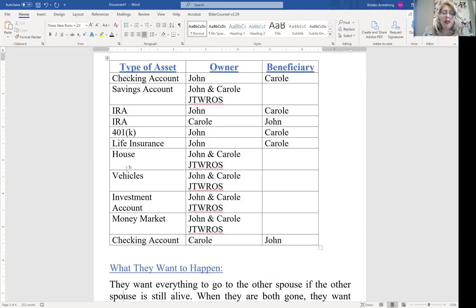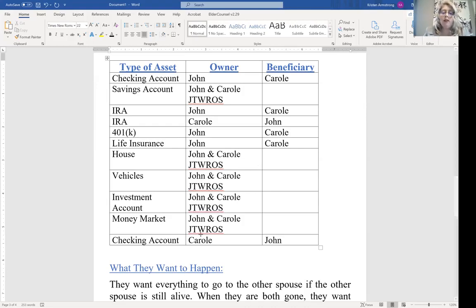They have an investment account. The investment account is joint with rights of survivorship. No beneficiary on this account. Money market, titled joint tenancy with rights of survivorship. No beneficiary. All of these assets, the house, the vehicle, the investment account, and the money market account, as well as the savings account up here, are going to have to go through probate unless they take some steps to avoid probate. And then don't forget, we added Carol's checking account here as well.